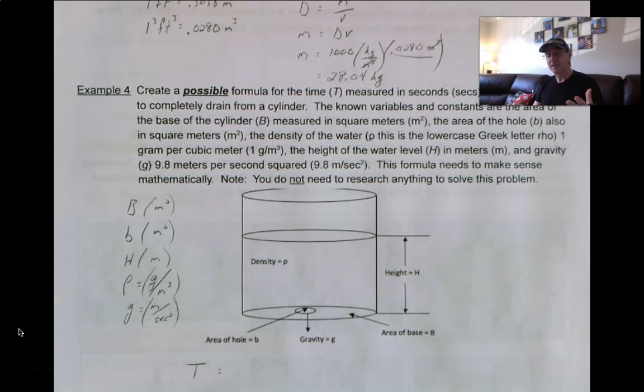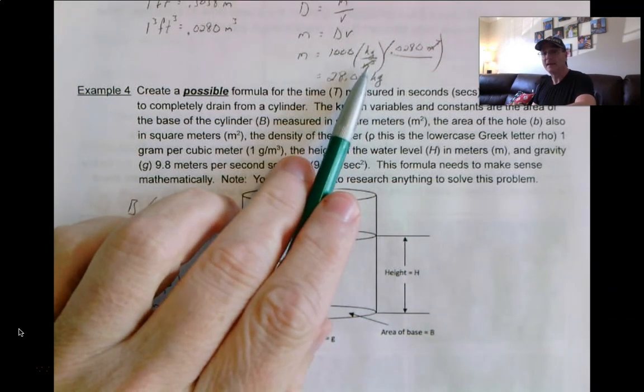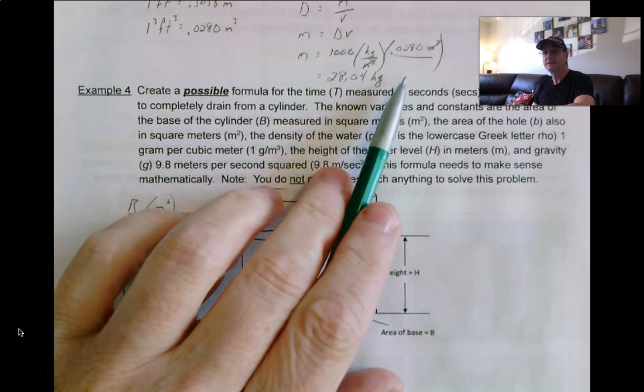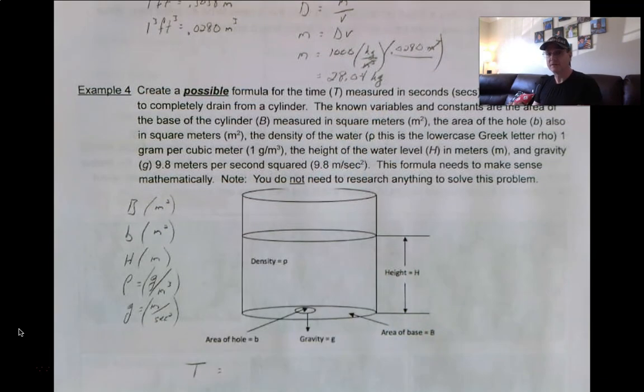Okay, so let's think about this logically. In this problem, just like in the previous problem, we're going to be canceling out certain units, and the end result has to be seconds. So of all these things that are in here, there's one thing that absolutely has to be in our formula, and there's one thing in here that absolutely cannot be in our formula.